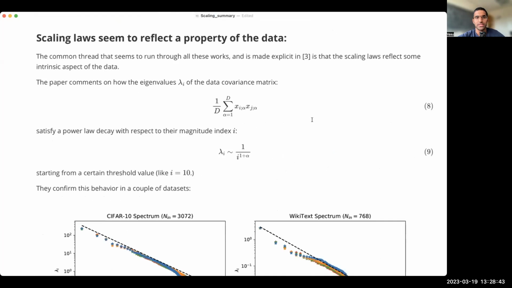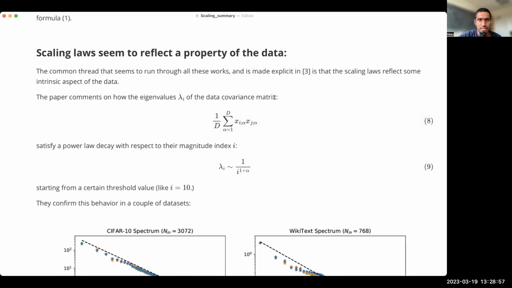Now, what also seems to be happening is that the scaling behavior really is some aspect of the data itself. And this is something I've alluded to. And what that concretely seems to mean is that if we look basically at the covariance matrix of our data, which is typically represented in these large vectors, and we simply average over the example index alpha and keep the feature indices. So we look at this covariance matrix. The eigenvalues of these matrices seem to satisfy a power law decay with respect to their magnitude index. So if you just sort the eigenvalues as we normally do, then starting at a certain eigenvalue, there seems to be this kind of power law drop off.